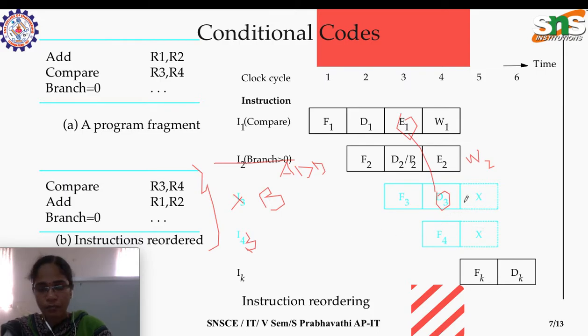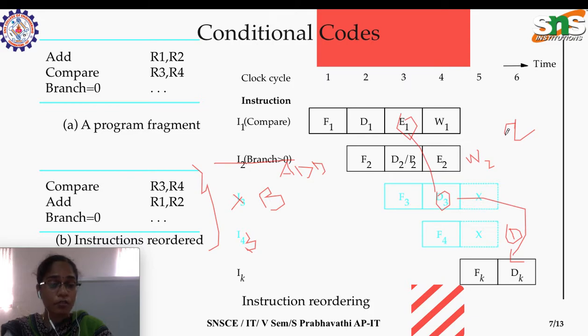And what happens if it is supposed to be instruction k, the target address, instead of I3, means only one stall is introduced. Okay, so when we reorder, one stall is introduced. When we don't reorder, 2 stalls are happening. Okay, so reordering definitely will increase the performance of the pipelining. So that's what we are going for, reordering the instructions.